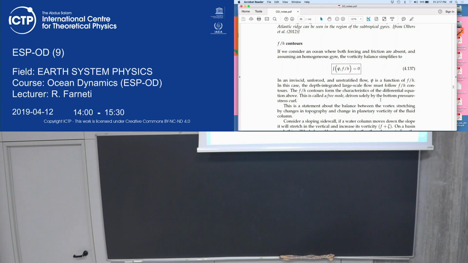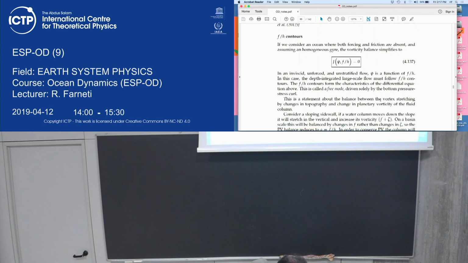Okay. So if you have a meridional flow, the streamlines of that flow will have to be parallel to f over h contours. In an unforced, frictionless gyre, that is called a free mode, free in the sense that it's not forced by any forcing at the surface and is not forced by friction. The meridional flow exists simply because there is relief at the bottom. So in that sense, it's called free. So that's a free mode.